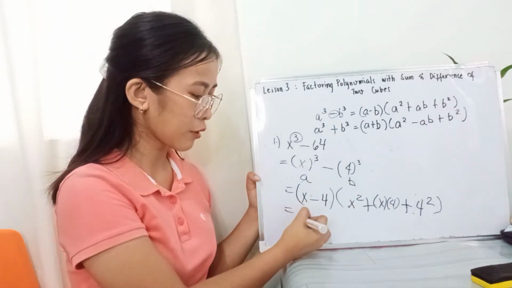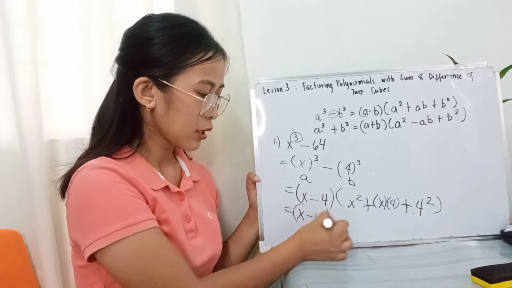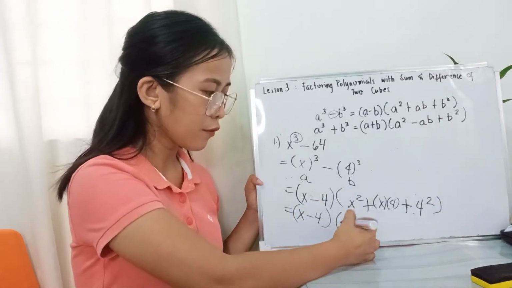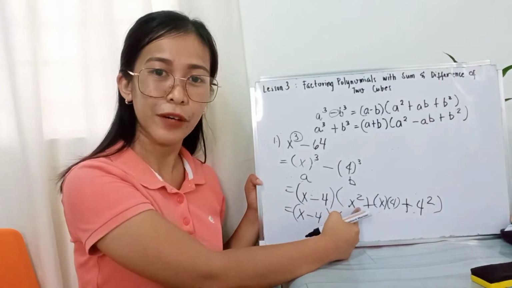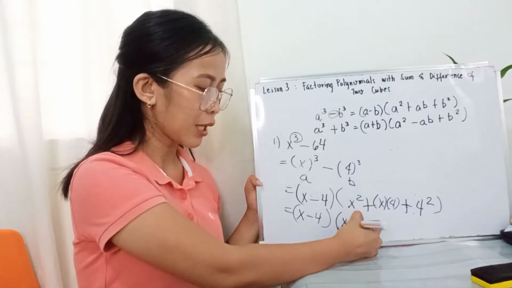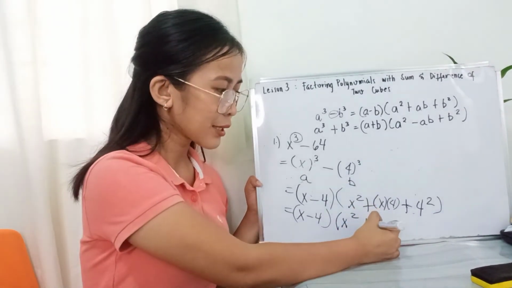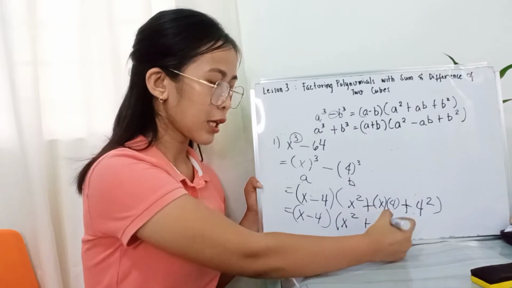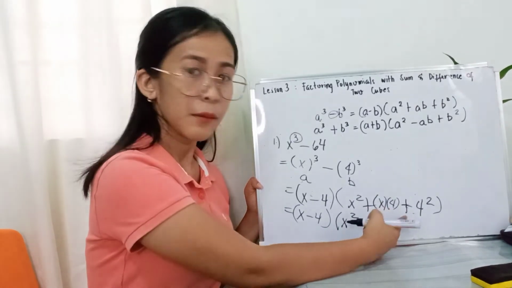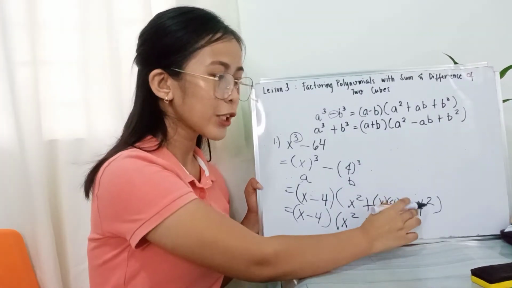So, kunin lang natin tong x minus 4 kasi okay na siya. So, we have x squared. Kailangan pa ba natin i-simplify ang x squared? Hindi na. So, ibaba nyo lang yan dyan. Plus, x times 4, that is 4x. Plus, 4 raised to 2.